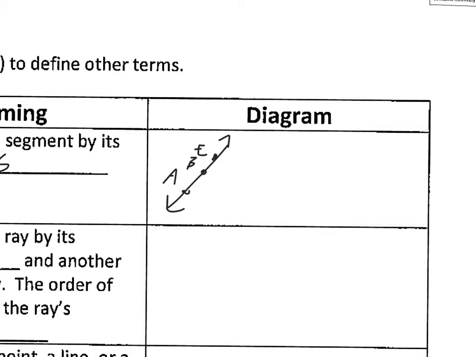So where do I want to start? That's my first point. Let's say I want to start at A. And where do I want to end? Let's say I want to end at B, so that is segment AB. Maybe I want to start at B and end at E. That would be BE. Maybe I want to start at A and end at E. That's AE.